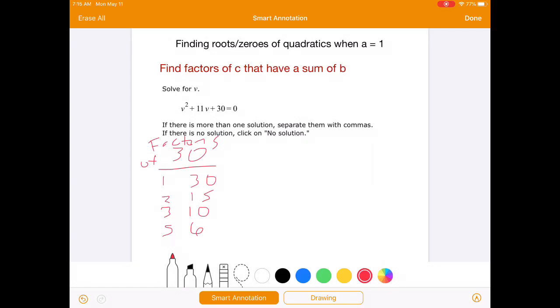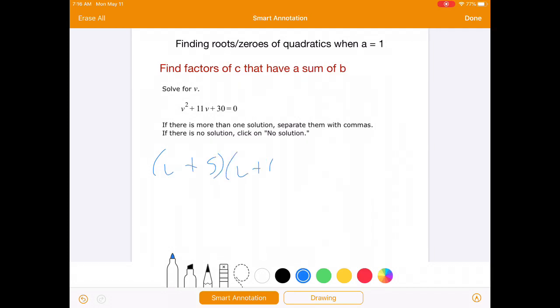Now I started off with the positives because these are pretty simple. Add 1 and 30 together, so the sums of these are 31, 17, 13, and 11. And because we're looking for 11, that's why 5 and 6 are going to be our answers here. All right, but we're not done now. So we know that v plus 5 and v plus 6 can multiply together to equal 0.